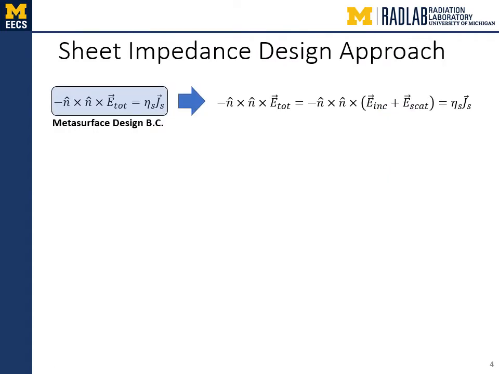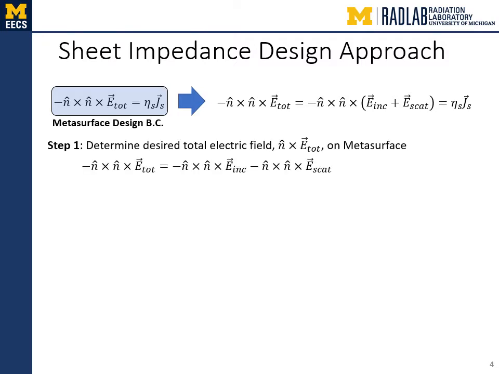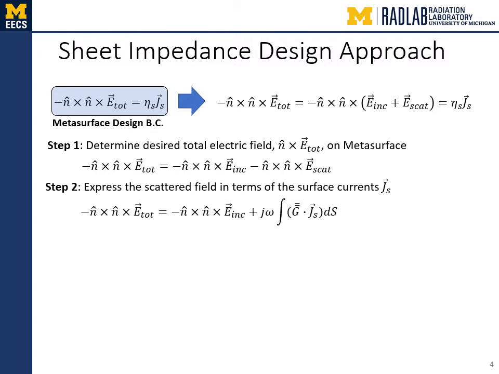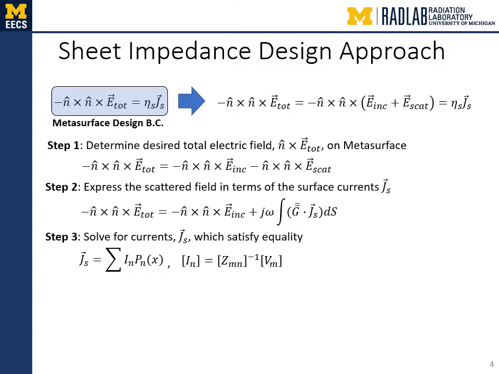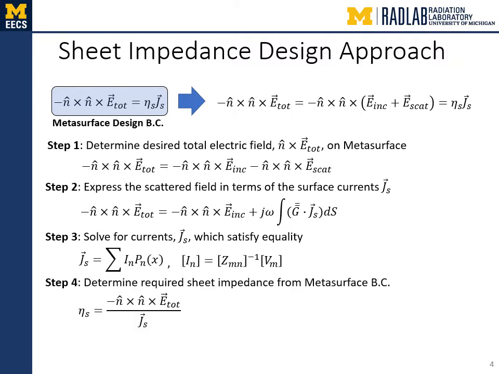We use the metasurface design boundary condition to design the sheet impedances of the stacked metasurface. There are four simple steps to follow. 1. We determine the desired total electric field on the metasurface. 2. We express the scattered field in terms of the surface currents. 3. We solve for the currents using the method of moments. 4. We determine the required sheet impedance from the metasurface boundary condition. We will outline these four solution steps in the following slides.